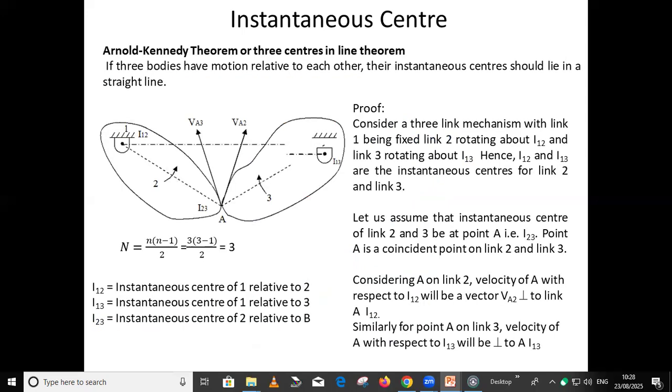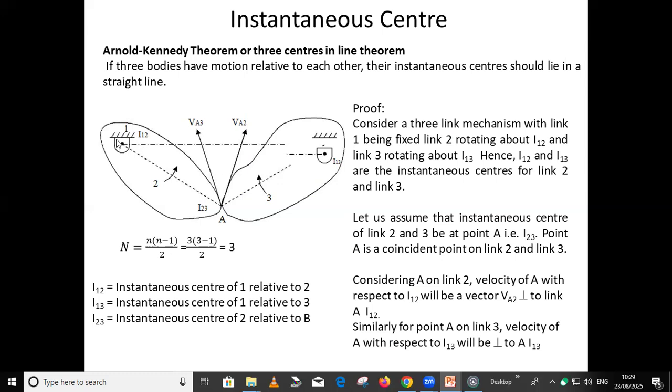Now to get those relative motions, we have one equation that was derived from Kennedy's theorem. What is Kennedy's theorem? If 3 bodies have relative motion with respect to each other, then the ICRs must lie on a straight line. Okay. Now look at the arrangement. Suppose we have this gear mechanism which is connecting at point A.